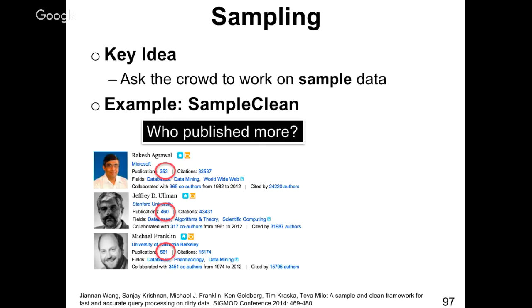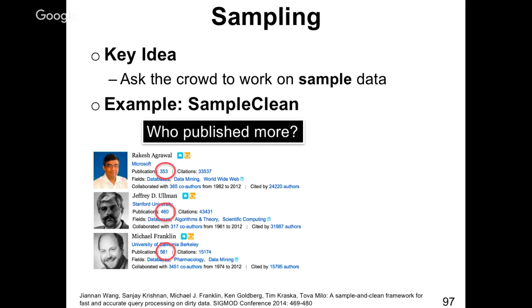So the key idea about sampling is quite simple. Say you have a very large data set, and you cannot afford crowdsourcing to do all of the data. So you create a sample of the data, and only ask the crowd to work on a small sample of the data. So here is a very interesting example.